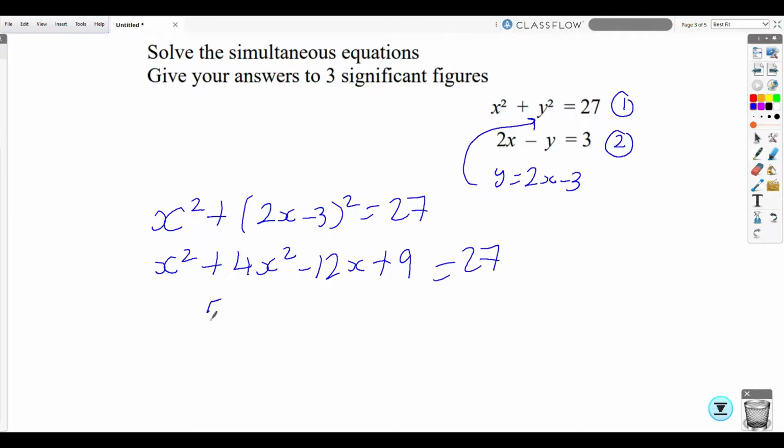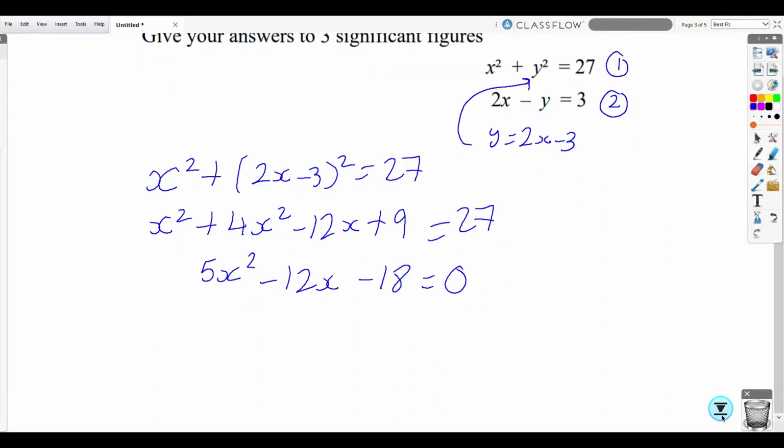We've got 5x squared minus 12x, 9 take away 27, it's going to give you a minus 18. So at the moment we can't divide by anything. There are a couple of different ways to do it depending on what sort of paper this turns up on. But because it's a three significant figures question, we know it's going to be a calculator paper, so using the quadratic formula will be easiest.